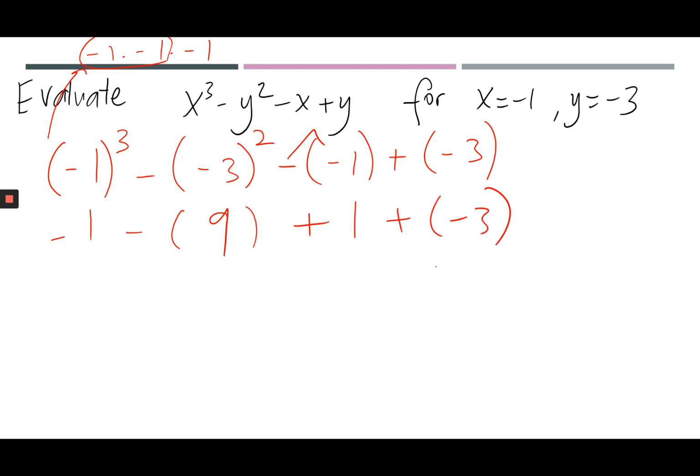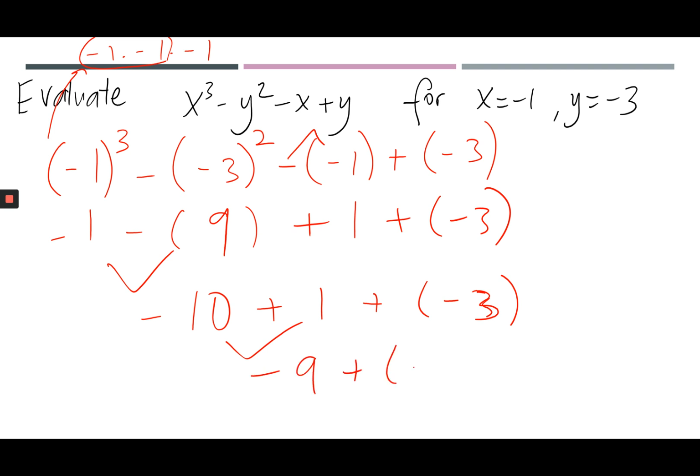And then plus -3. So -1, -9 is actually -10, right? And then +1 plus -3. This is -9 plus -3 is -12. There are different ways to solve this problem too. Maybe your way is different, but if your answer is -12, I'm happy.